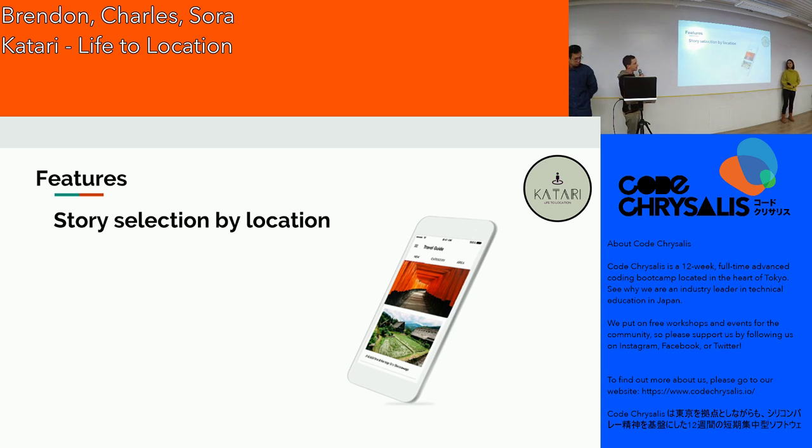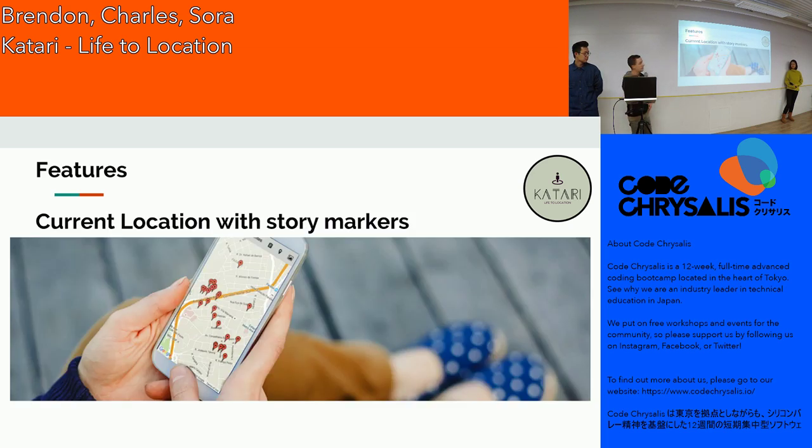So we could see that we have different features in our app. The main one is a list of all the locations you can find inside Tokyo, and you can have a description and story related to this. And you can also browse through these locations using the map and see what is around you at this time, what points of interest are around you.